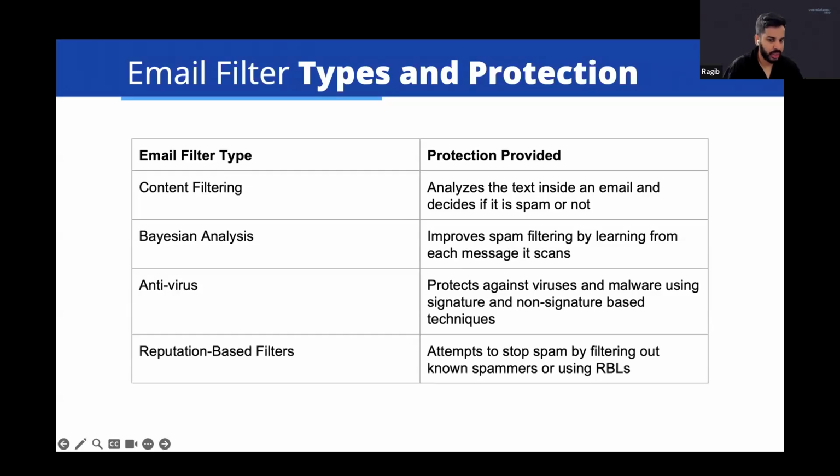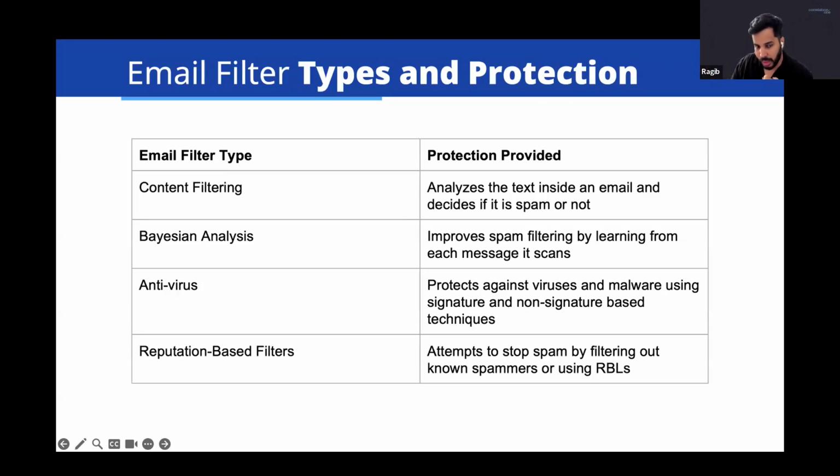Antivirus filtering. It's basically your malware hunter. It scans emails, attachments, and embedded content using both signature-based detection for known threats and behavioral analysis for new and unknown threats. This is crucial since email attachments are still a primary way malware spreads.